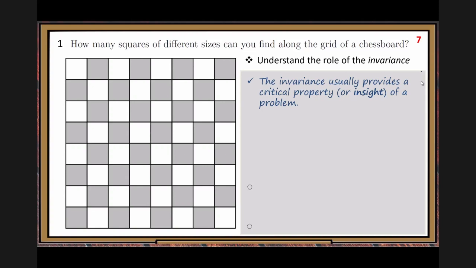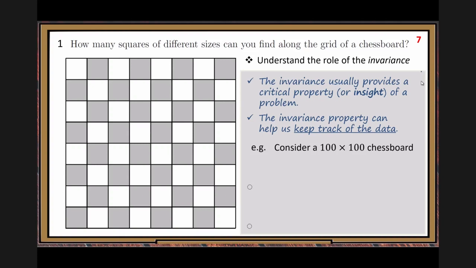But you may not be aware of it. That's the hard part. Given a question, how do you know? You need to find the invariance in this question. You do not know it. All right. This invariance property can help us keep track of the data. You saw it? Keep track of the data, right?